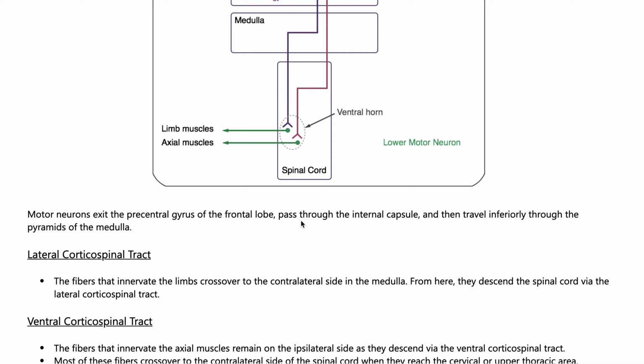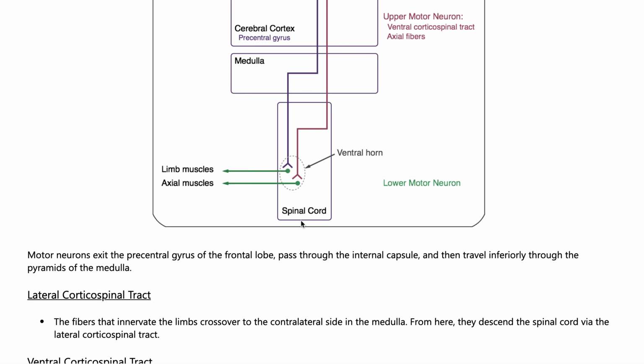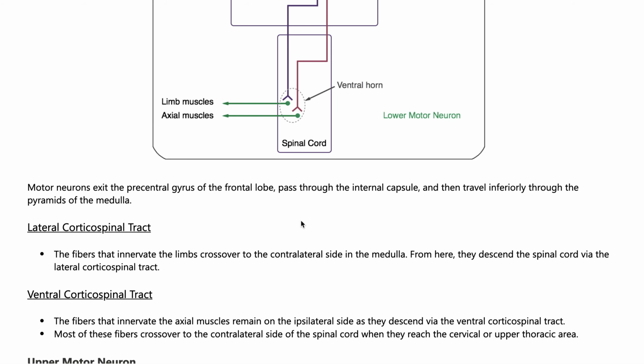Regarding the lateral corticospinal tract, these fibers innervate the limb and cross over to the contralateral side in the medulla. From here, they descend the spinal cord via the lateral corticospinal tract. Regarding the ventral corticospinal tract, the fibers that innervate the axial muscles remain on the ipsilateral side as they descend via the ventral corticospinal tract.